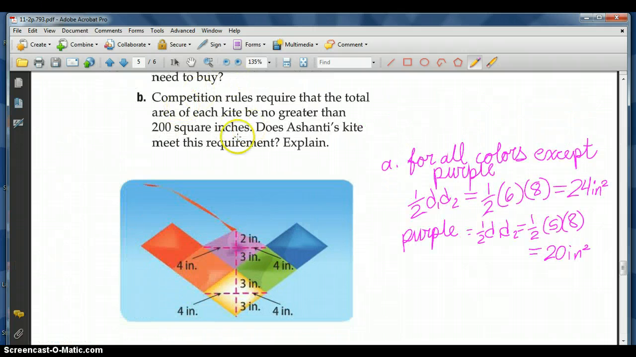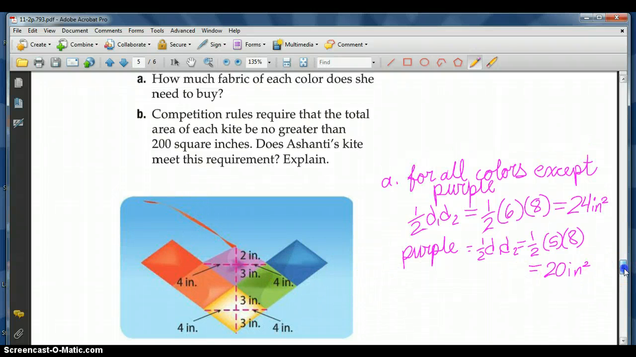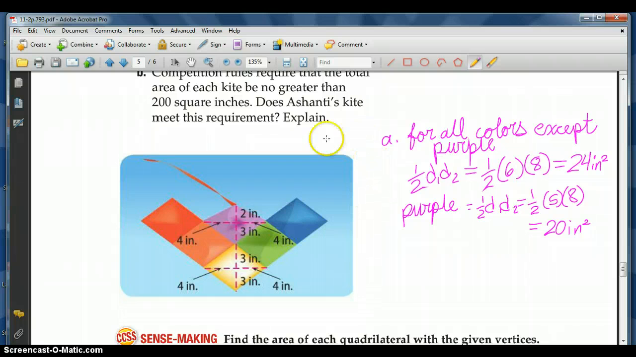In part B, competition rules require that the total area of each kite be no greater than 200 square inches. Does Ashanti's kite meet this requirement? Explain. So, for part B, we want the total area to be less than 200.